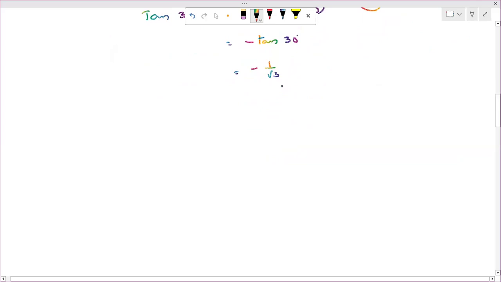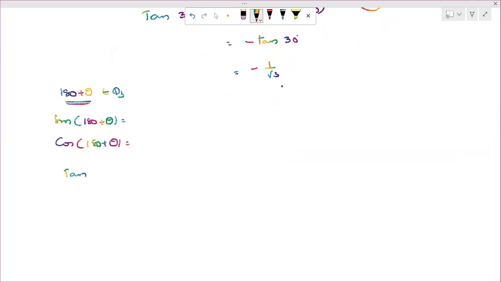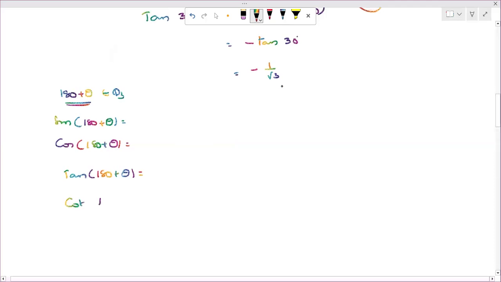I will take one quadrant and do all the ratios. Suppose 180 plus theta is there. It belongs to the third quadrant. Write down all the values: sine of 180 plus theta, cos of 180 plus theta, tan of 180 plus theta, cot of 180 plus theta, secant of 180 plus theta, and cosecant of 180 plus theta.